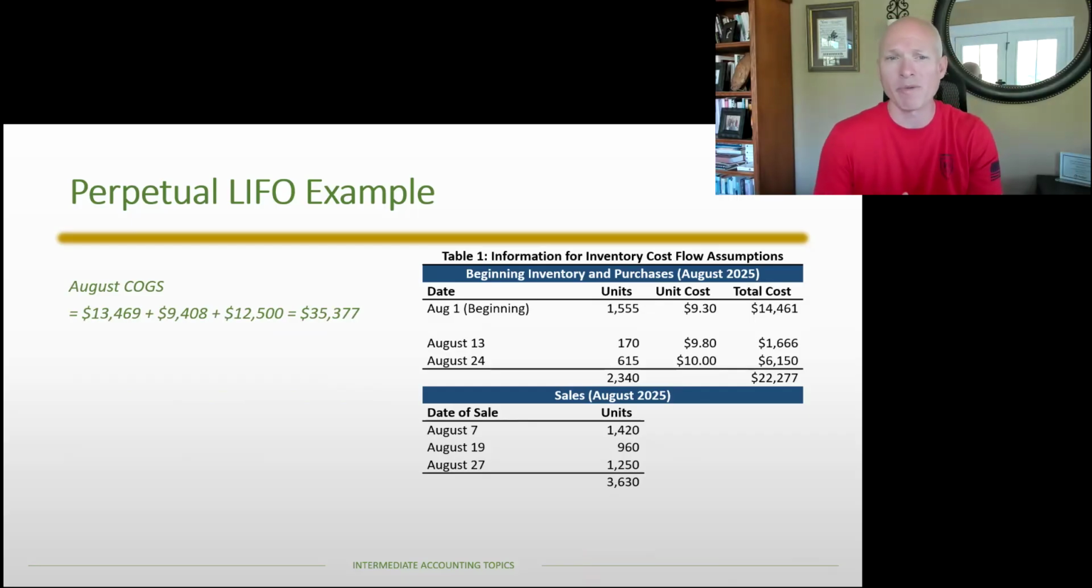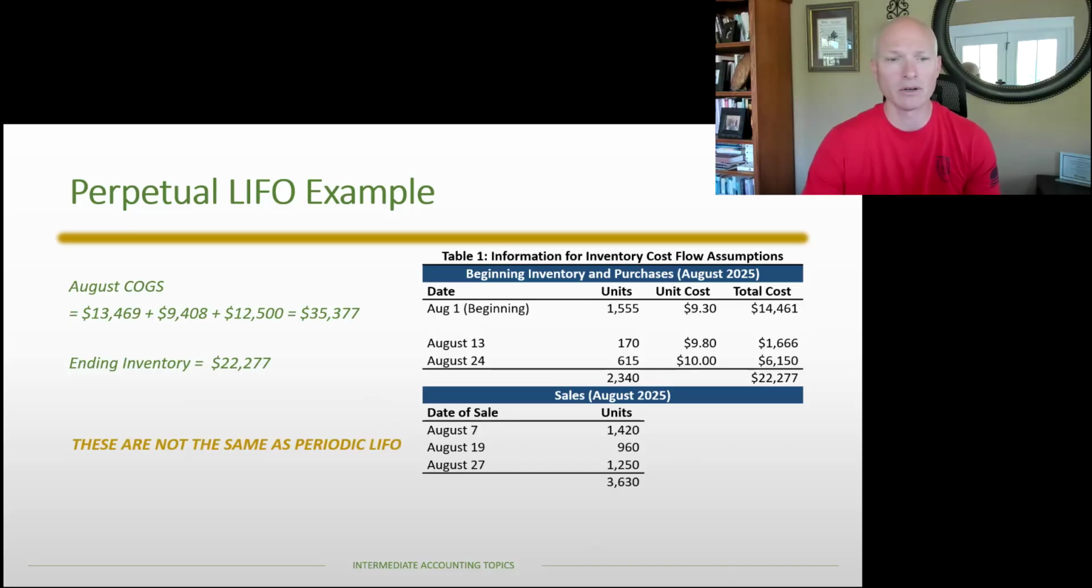Usually with perpetual, we might do it once a year or maybe once a quarter. But essentially, what we have here is we're just directly calculating cost of goods sold, and we're calculating inventory, and we're assuming that there's nothing that's been lost at this point in time. Again, this is different than what we had under the periodic LIFO system.